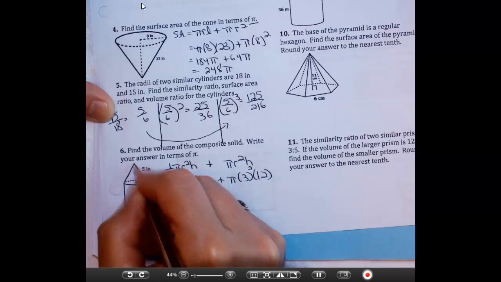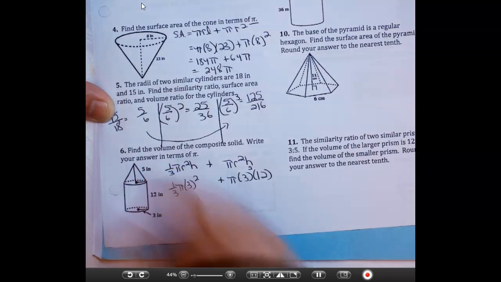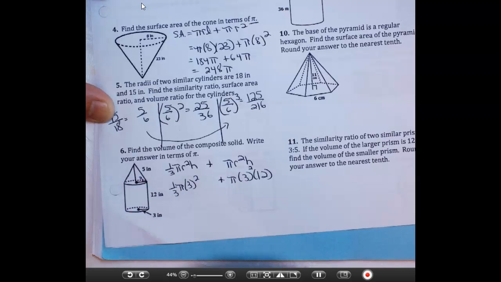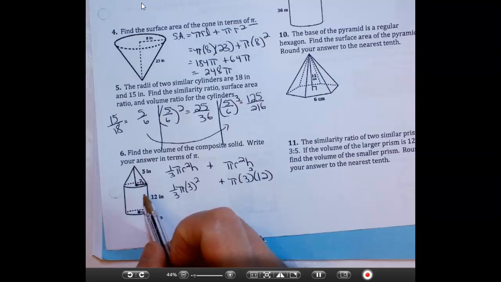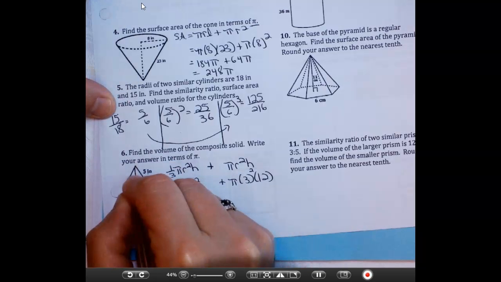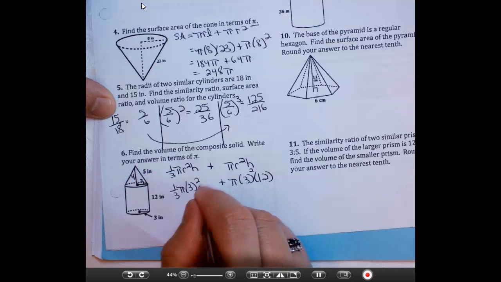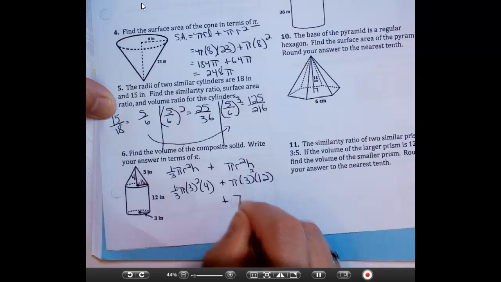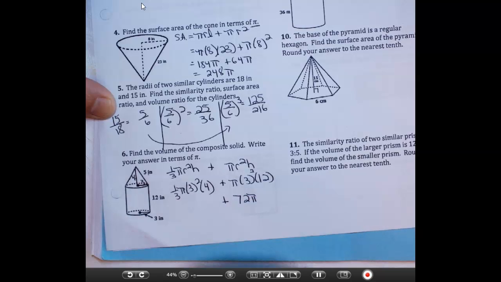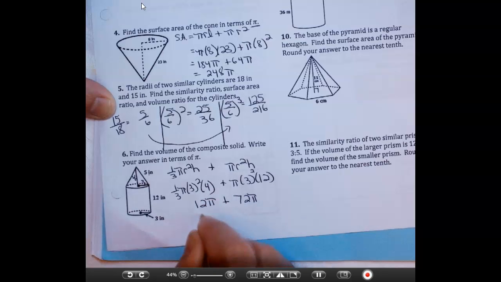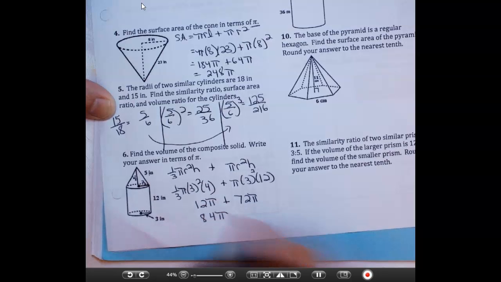But I can see I have the slant height. This is what I'm looking for, and I have this little piece right here. Now you may recognize this is actually the most common Pythagorean triple. It's the 3, 4, and 5. If you didn't recognize that, you could still go and use Pythagorean's theorem. So over here, I get 72 pi, and here I would get a 12 pi. Finally, adding those together, we get 84 pi.